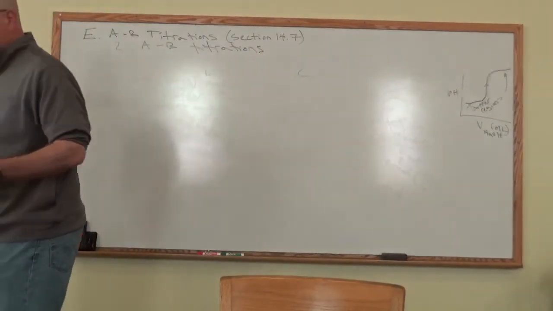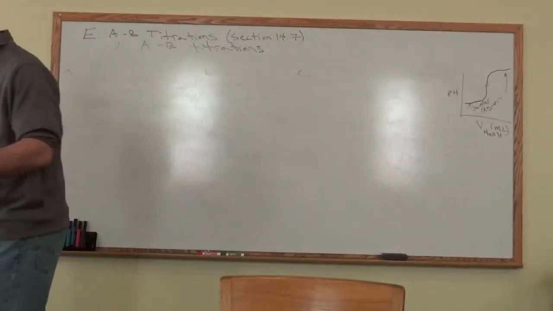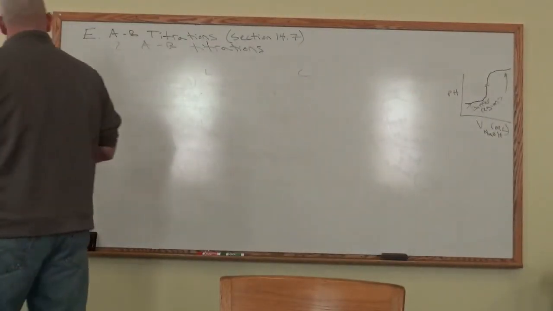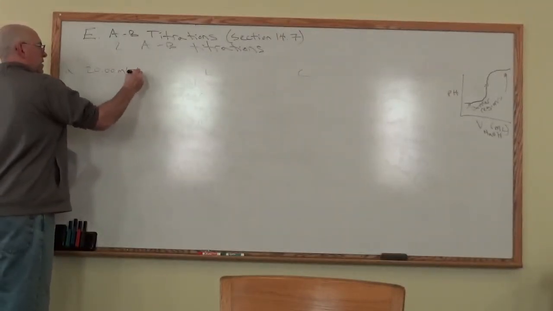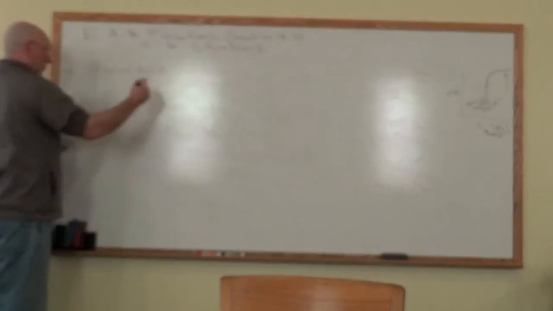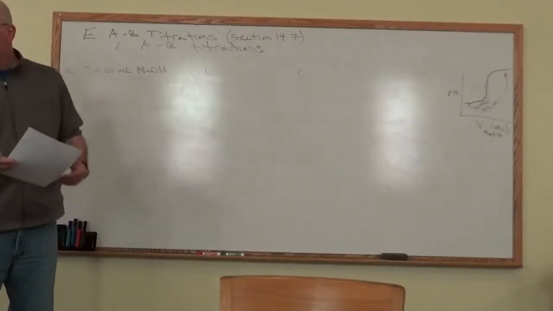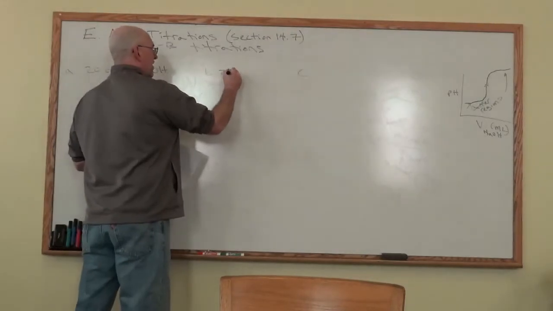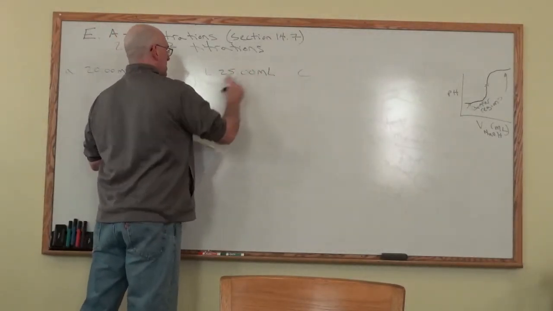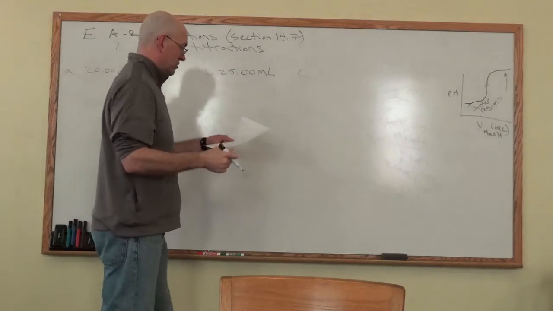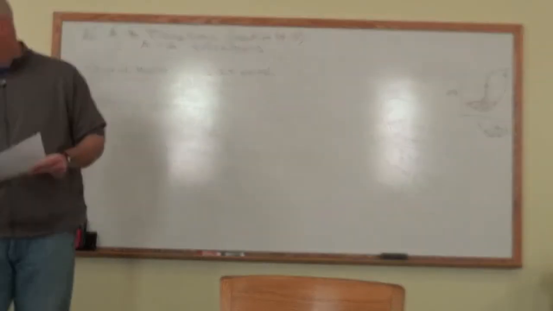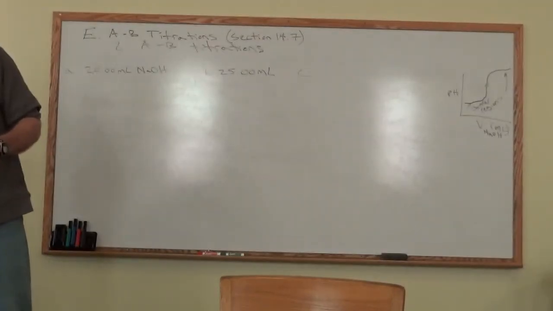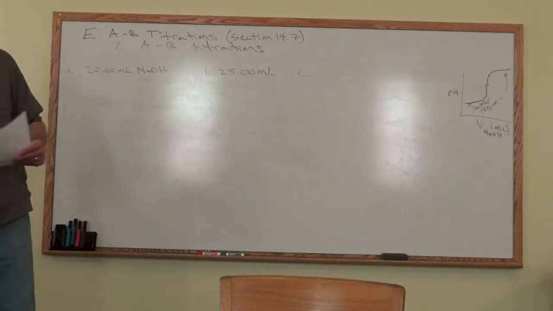So we're doing 20 mils of NaOH, so that's before the equivalence point. We're doing 25 milliliters of NaOH, so we're at the equivalence point. And then we're doing, maybe this is going to get a little complicated, but we'll try it, 30 mils of NaOH.